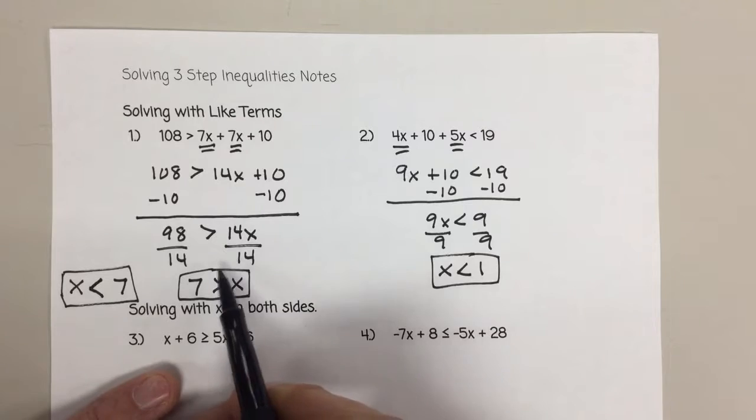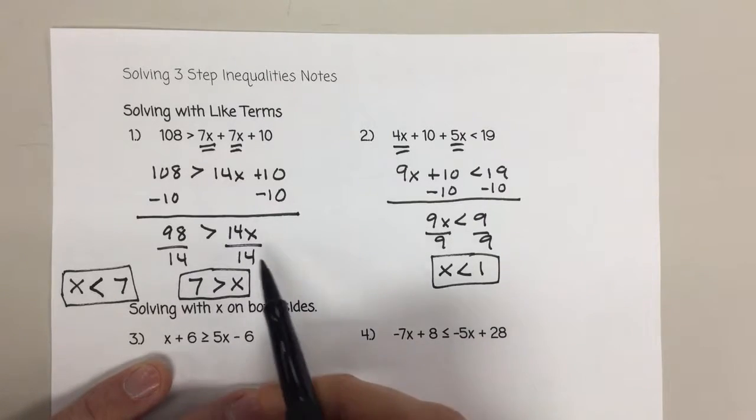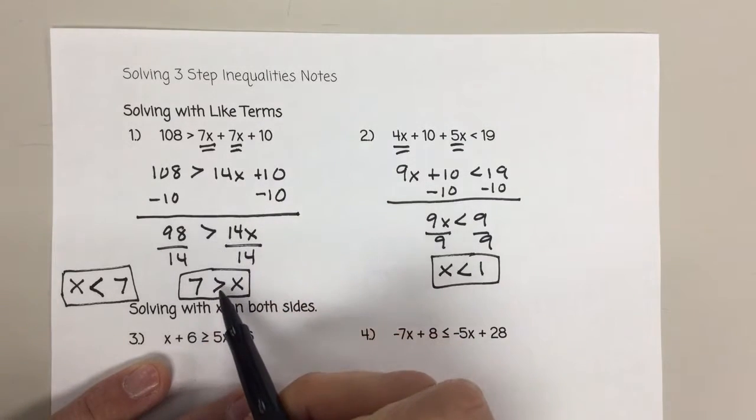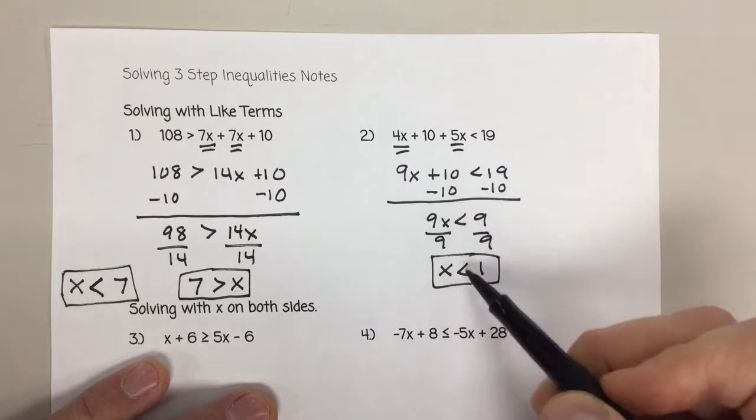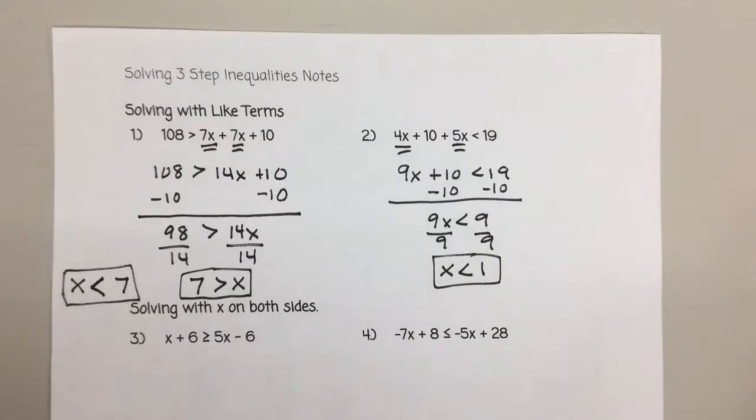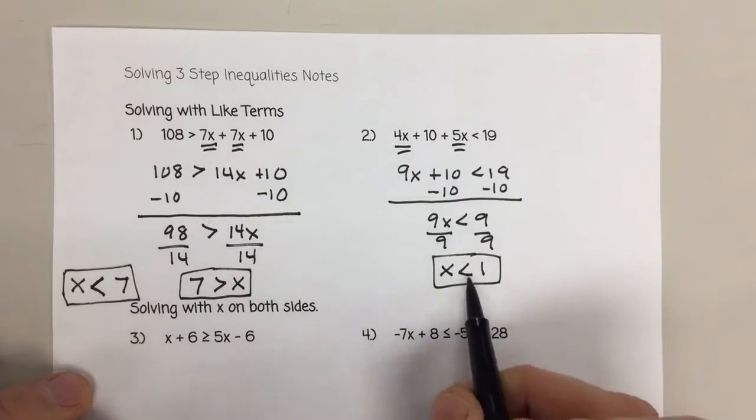Now you'll notice in both of our first two examples, I did not have to change the direction of the inequality because I did not divide by a negative number. We still have to be aware of that. If solving three-step inequalities involves multiplying or dividing by a negative number, you will have to change the direction of the symbol.